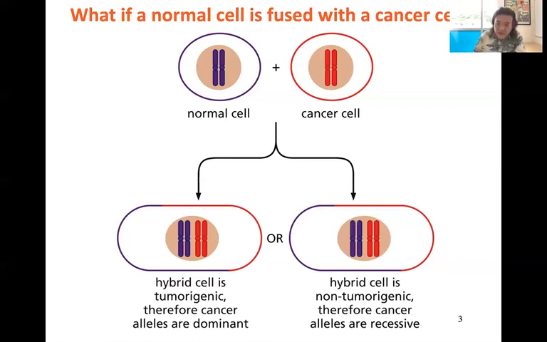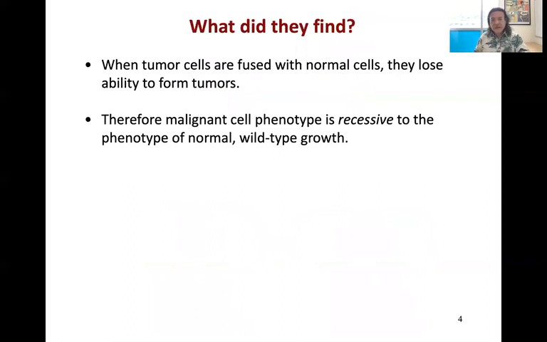As it turns out, what they saw was the latter, right? That when they would fuse cells together, more often than not, the cells would lose their cancer phenotype. So when tumor cells are fused with normal cells, they lose the ability to form tumors. Therefore, the conclusion is that the malignant cell phenotype is recessive to the phenotype of normal wild-type cells.